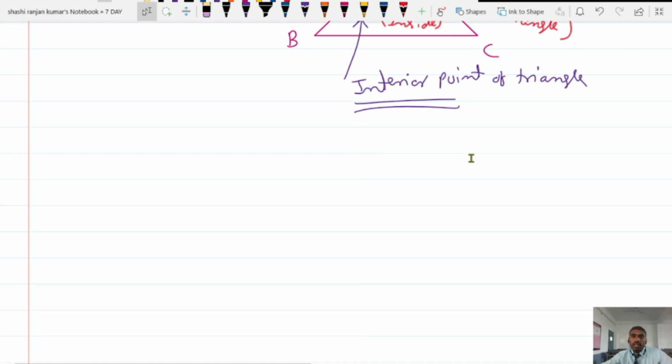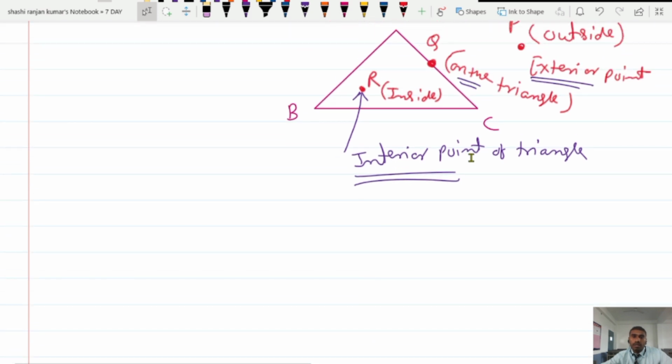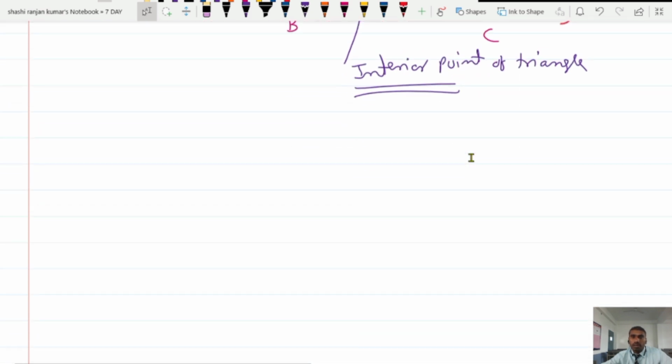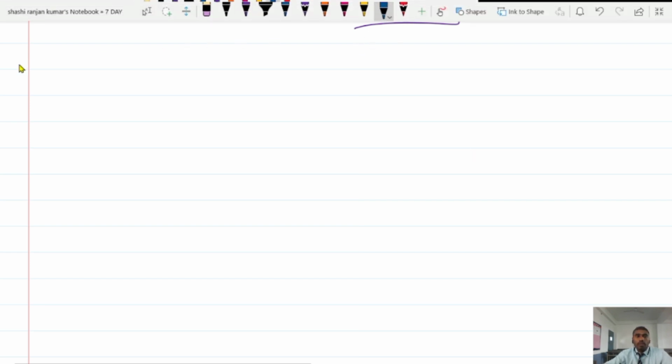Okay. So next, moving towards the types of triangles. Let us discuss first the types of triangles. How many types of triangles can you tell me? How many types of triangles are there?